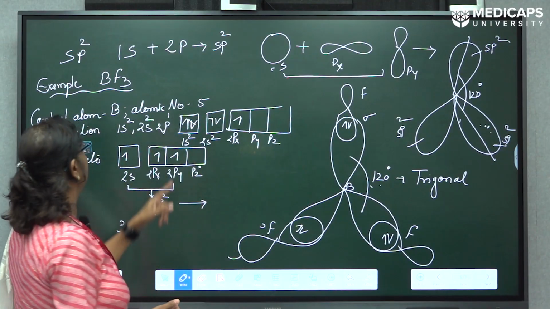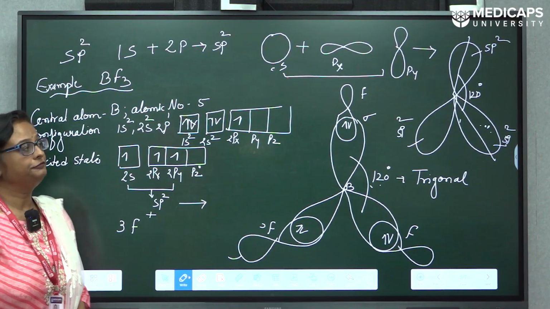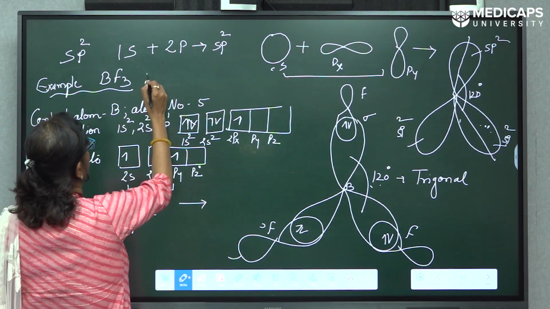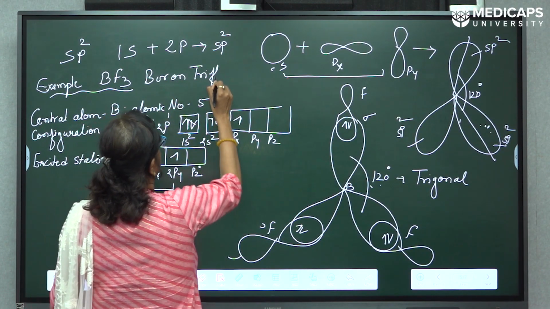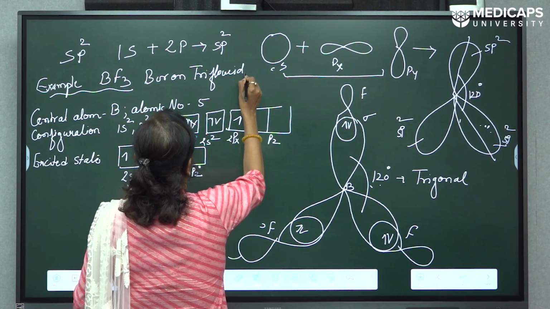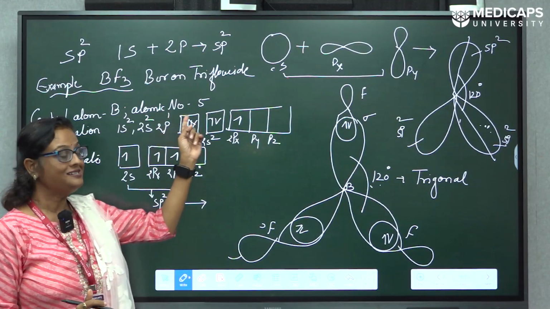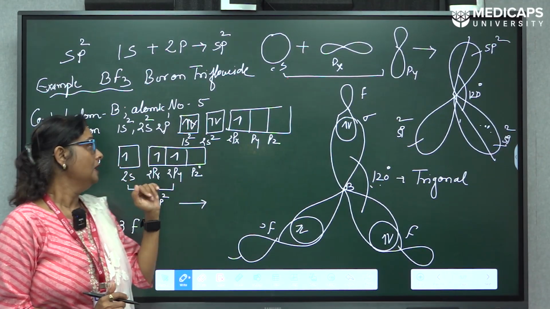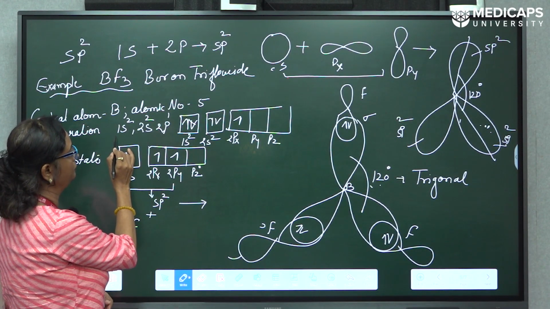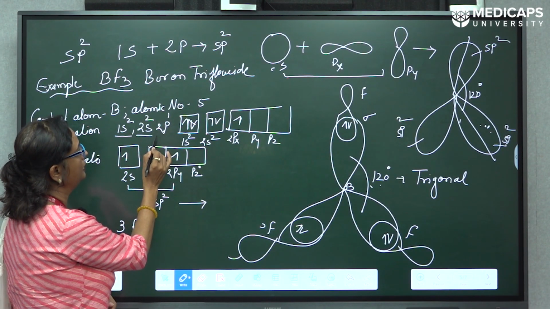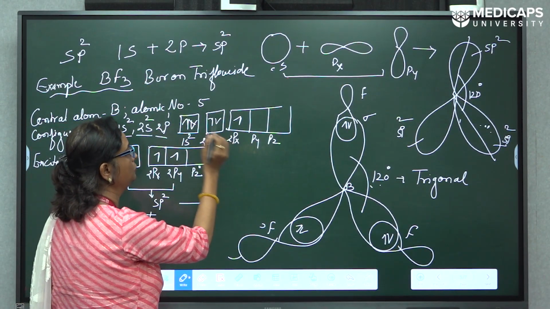Let's take an example of this sp2 hybridization with the help of BF3. BF3 is boron trifluoride. Now in boron trifluoride, boron is the central atom and its atomic number is 5. Now its ground state configuration is 1s2, 2s2 and 2p1. This is the orbital diagram, 1s2, 2s2 and 2p1.